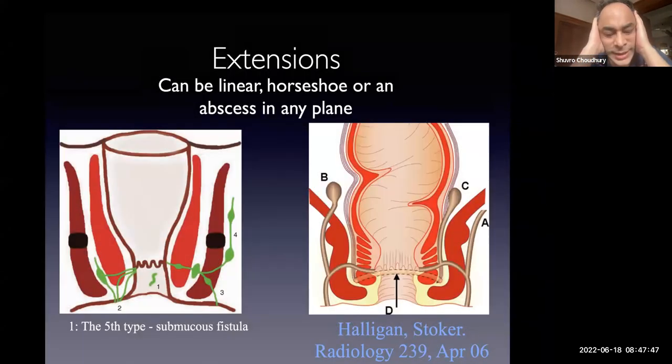Okay. So the other thing is that, as an MRI reporter or as a surgeon looking at an MRI film, you just need to break it down into these. Can I see my internal opening? The best way to see the internal opening is the axial scan, at the level of the dentate line. That is the O'clock. Now, sometimes if you don't see it, do look at the coronal scan.